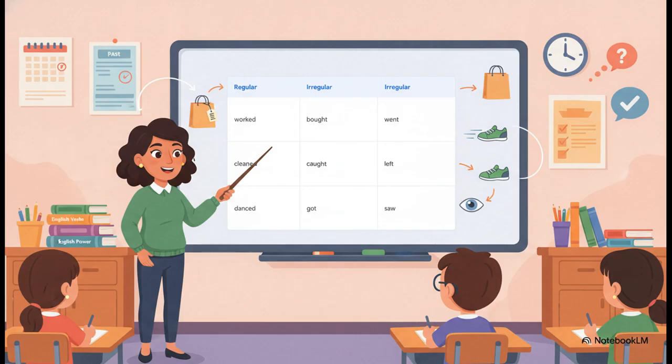But of course, it's English, so there's a twist. While a ton of verbs play nicely and follow that neat ed rule, some of our most common everyday verbs completely refuse to play along. We call these irregular verbs. So no, you don't say buyed, you say bought. Go completely transforms into went, see becomes saw. Because these words pop up so frequently in daily conversation, memorizing their unique past tense forms is basically the best investment you can make in your fluency.